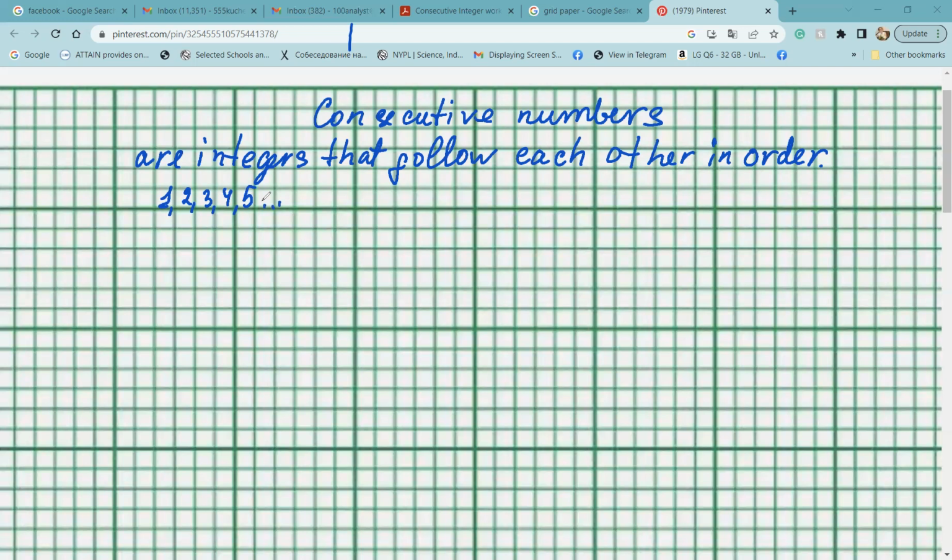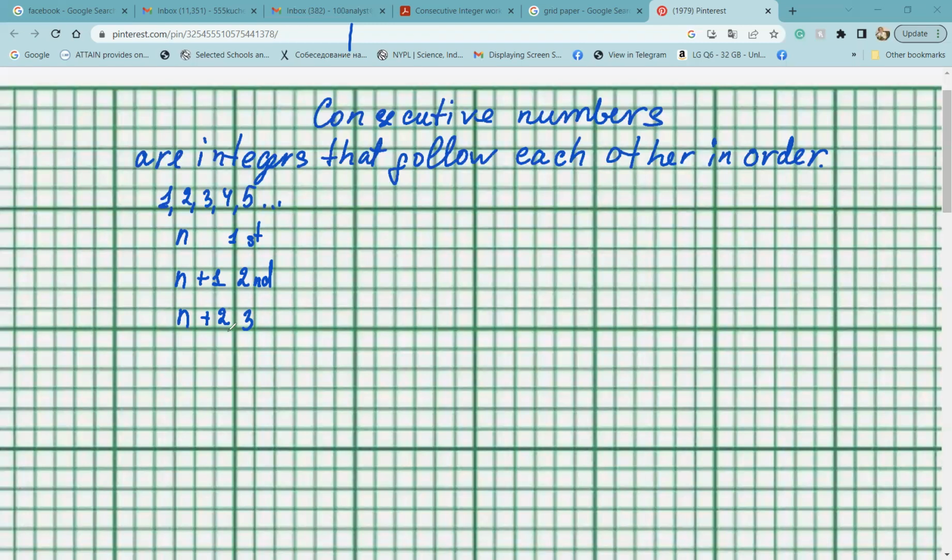So let's think about it. For example, n is the first number. The second number will be n plus 1. This is the second number. The third number will be n plus 2. So this is the third one. And so on.